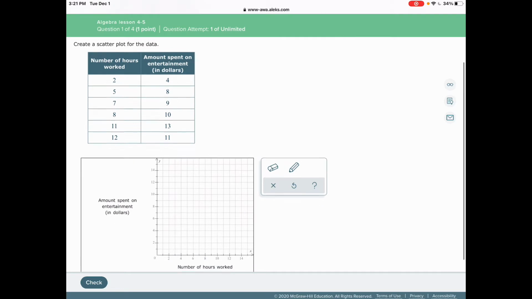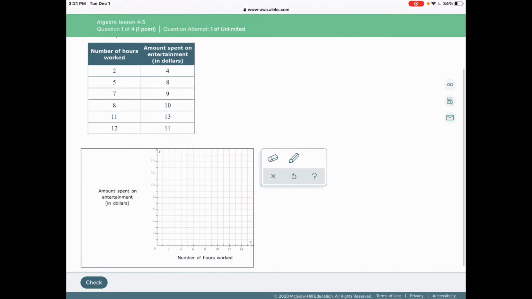And so the student that worked 2 hours spent $4 in entertainment. The student that worked 5 hours spent $8 on entertainment, and so forth. So we're looking to see if there's a relationship between the amount of hours that someone works and how much money they spend on entertainment. So we're just going to plot these points.